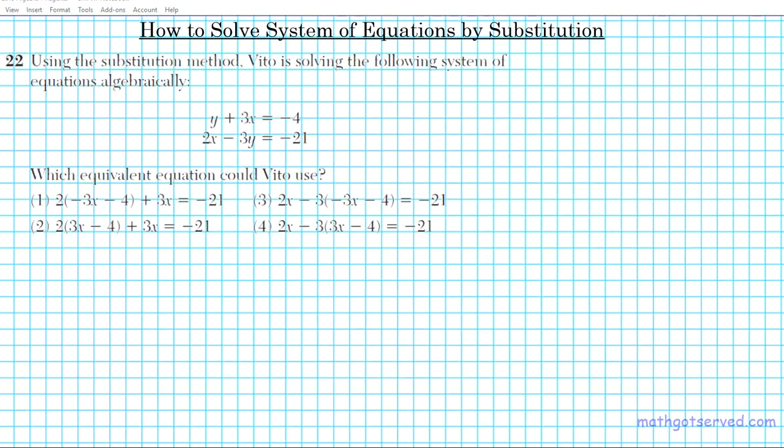All right, let's take a look at question 22. In question 22, we're being assessed on how to solve systems of equations by substitution. The question reads: using the substitution method, Vito is solving the following system of equations algebraically. y plus 3x equals -4, 2x minus 3y equals -21. Which equivalent equation could Vito use?